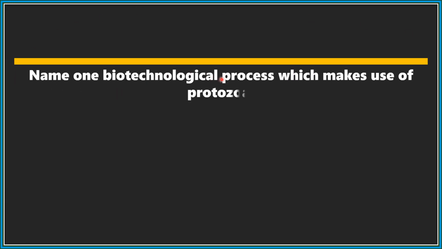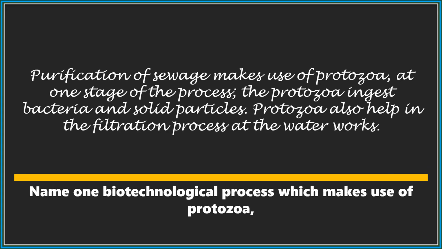Name one biotechnological process which makes use of protozoa. Purification of sewage makes use of protozoa. At one stage of the process, the protozoa ingest bacteria and solid particles. Protozoa also help in the filtration process at the water works.